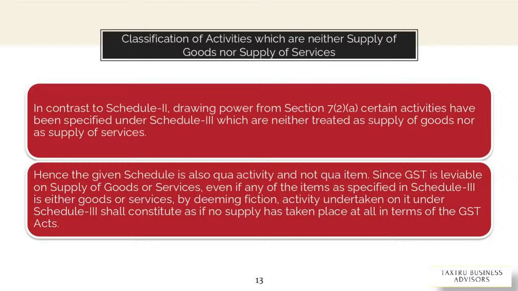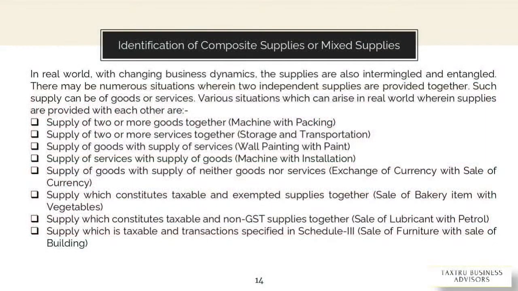So as I said, when we talk about levy of tax, it starts from the identification of activity. I would say the identification of whether that activity is a supply in itself or not. So if that particular activity is not even a supply as per Schedule 3, which speaks about certain activities which are not treated as supply, which are not within the ambit of Section 7, then there is no question of the classification as well.